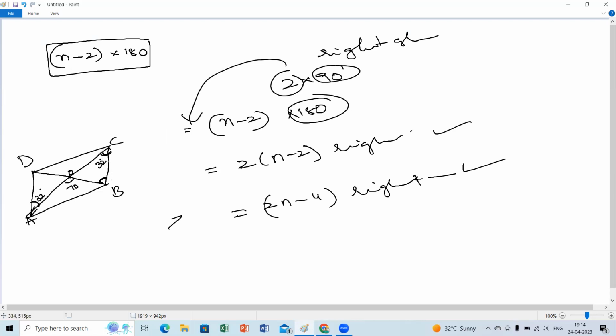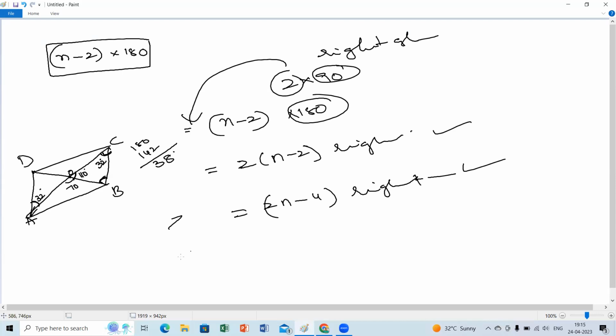Alternate interior angles, right? Yes, ma'am. If it is 70, what is the other part of the angle? In a straight line, 110, right? 110. Then 110 plus 32 is 142. And 180 minus 142 is 38.